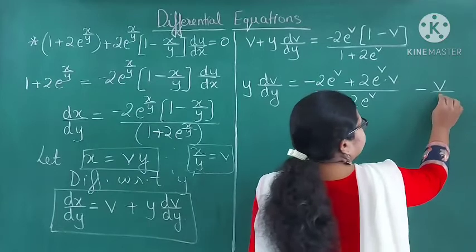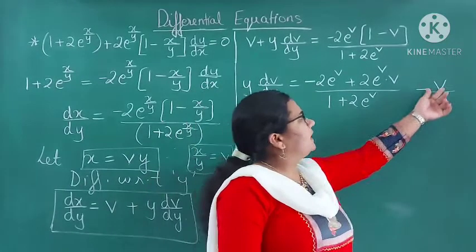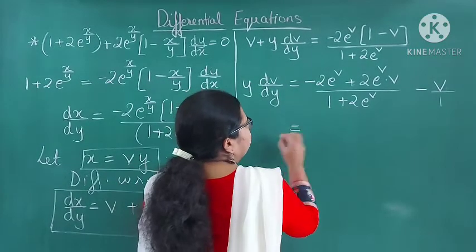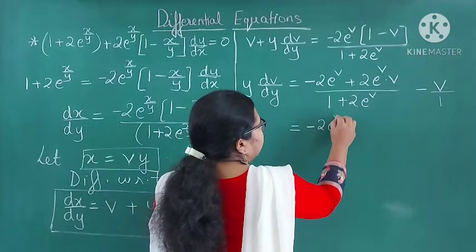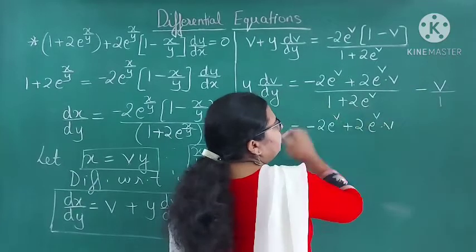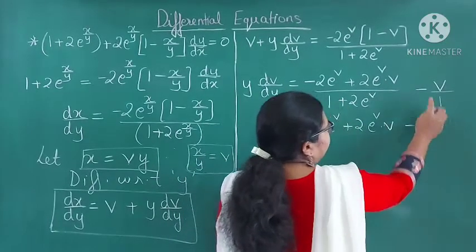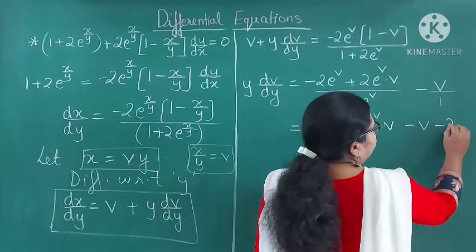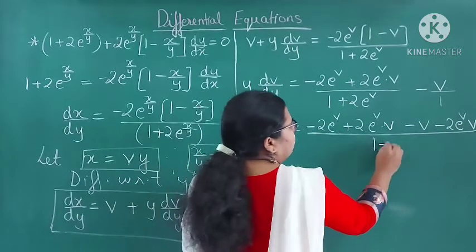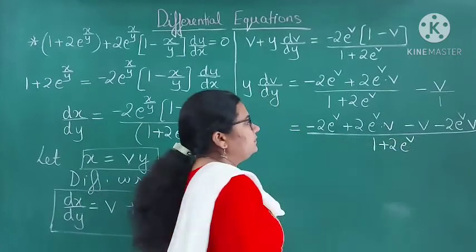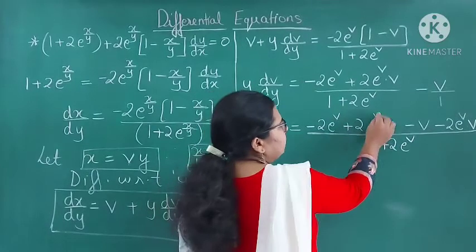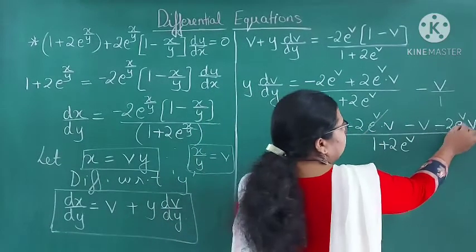Now since the denominator is 1 plus 2 e raised to v, let us do the same, make the denominator same. So this term as it is, 2 e raised to v plus 2 e raised to v into v. Then v into 1 is v and v into 2 e raised to v is minus 2 e raised to v into v, upon 1 plus 2 e raised to v. In between the minus sign is there, so both the terms will become minus. So you can see 2 e raised to v plus minus 2 e raised to v into v.